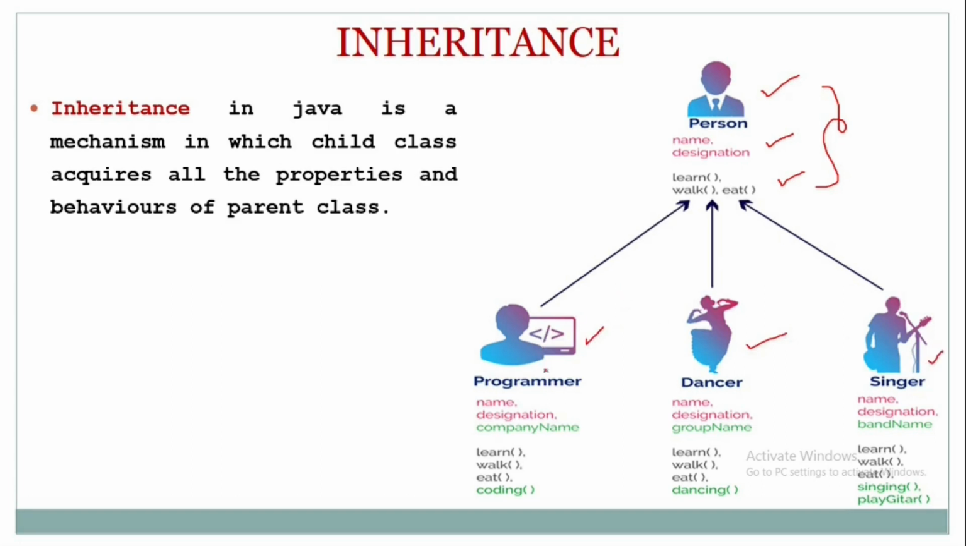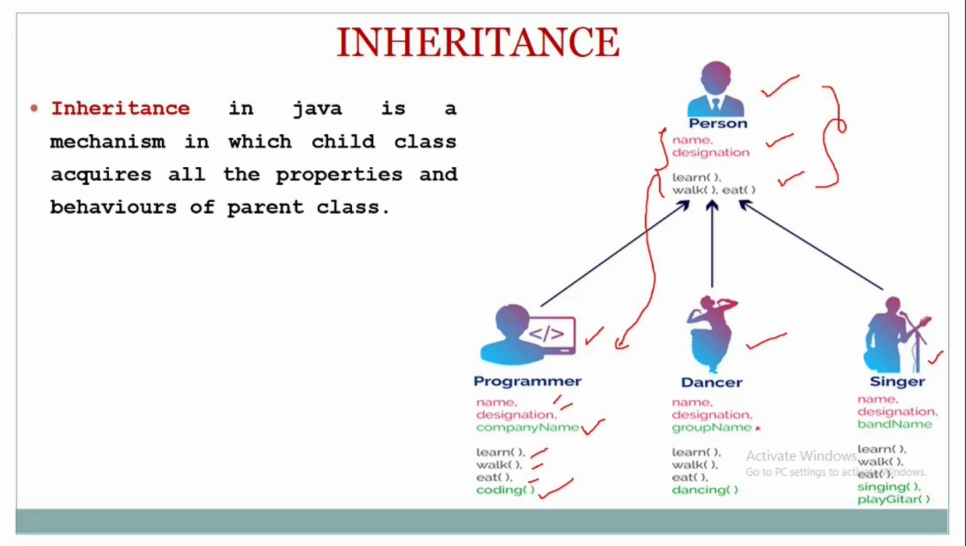Whenever I create a child class, for example Programmer, it will inherit all the properties and features of the base class. For example, as you can see here, name, designation, learn, walk, and eat are all properties of the parent class, that is Person. In addition to that, this Programmer will have some specific attributes, that is company name and coding. This way, whenever we create a child class, it will inherit all the properties and features of a base class. Now let us consider one more child class, that is Dancer.